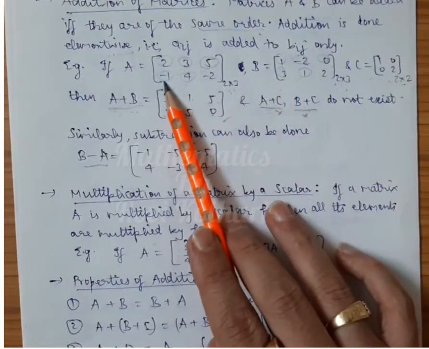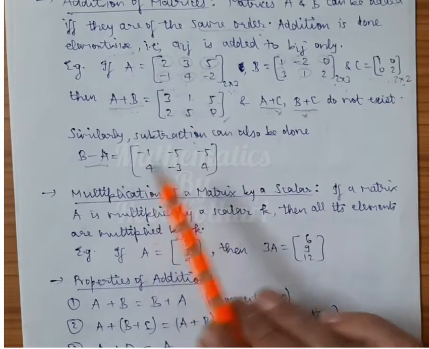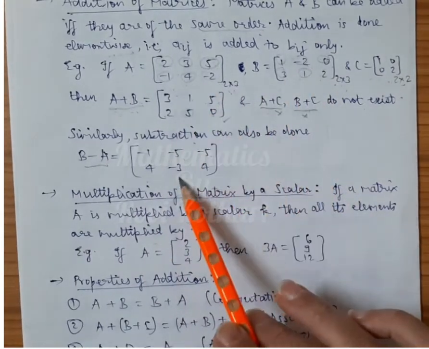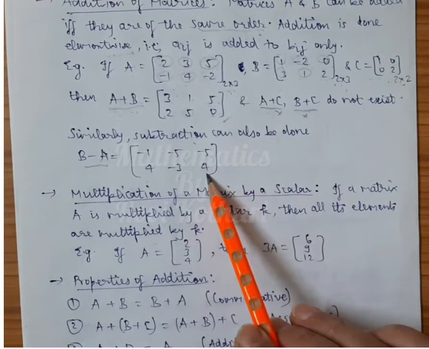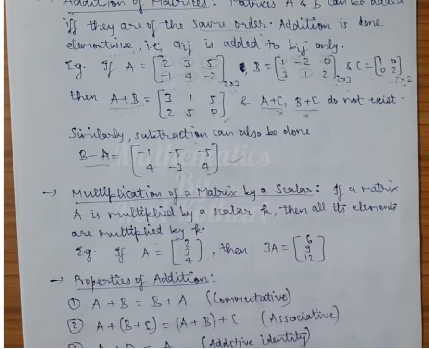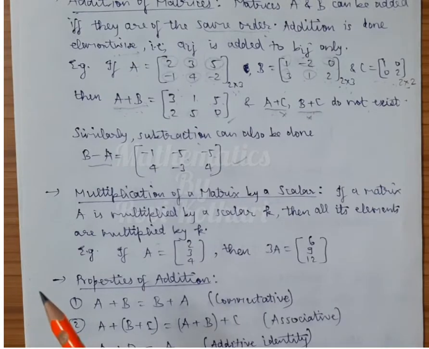3 minus minus plus, so 3 plus 1, 4. 1 minus 4, that's -3. And 2 minus minus plus 2 plus 2, 4. So what is the answer for B minus A? It is this matrix. So addition and subtraction both will be done element wise, but they can be done only when they are of the same order. Okay.